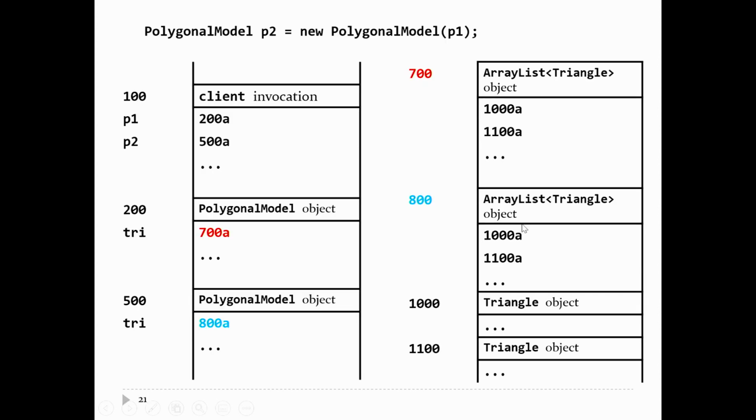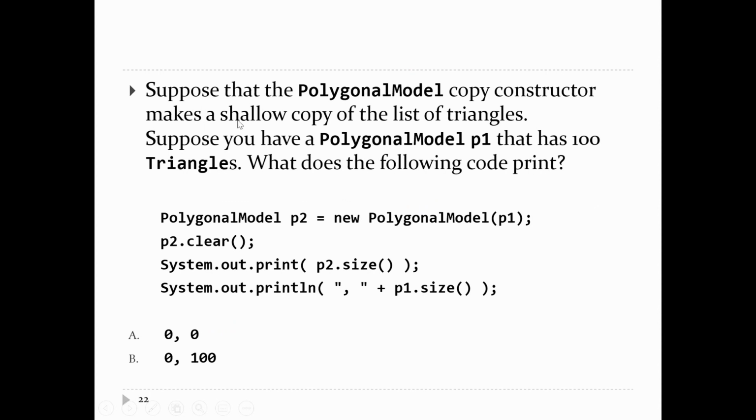So when I clear P2, all the stuff inside P2 goes away. But P1 doesn't change. So P1 stays at size 100. So in this case, the answer is B. Your lists are independent. Your polygonal model objects are independent. The lists are independent inside of them.